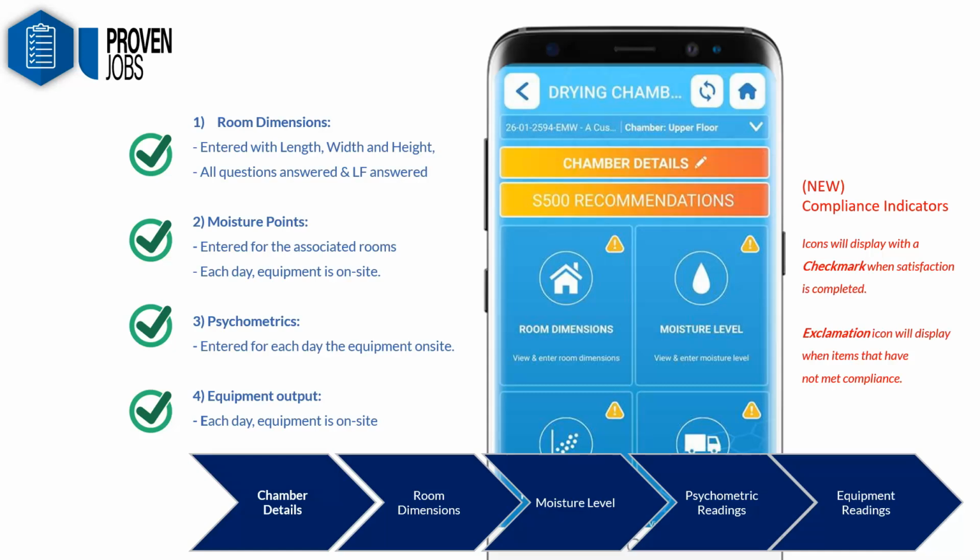The new compliance indicators evaluate several core parts of the DryLog. For room dimensions, the system looks for length, width, height, along with the completion of the required questions and linear footage information. For moisture points, the system is checking that points are entered for the associated rooms on each day that equipment is on site. Psychrometric readings are also expected for each day equipment remains on site. The equipment output should be documented for those same days. A check mark shows the requirement has been satisfied, and an exclamation identifies that the item has not been met.